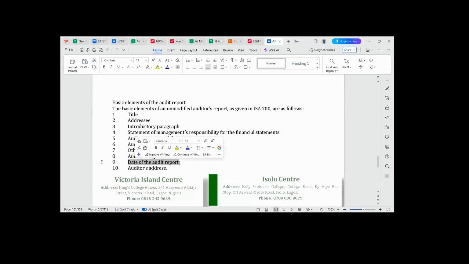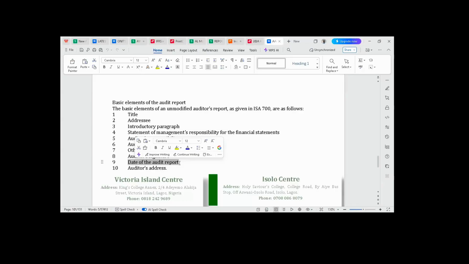Please note, the date of the audit report must not be earlier than the date the financial statements are signed. I take it again. The date of the auditor's report must not be earlier than the date the financial statements are signed. Let me explain. Let's say financial statements are signed on 25th August 2025. The date on the auditor's report cannot be April 5, 2025. It can only be a date after 25th August 2025. That is, it can be 29 August 2025. It can be 30th September 2025. It cannot be any date earlier.